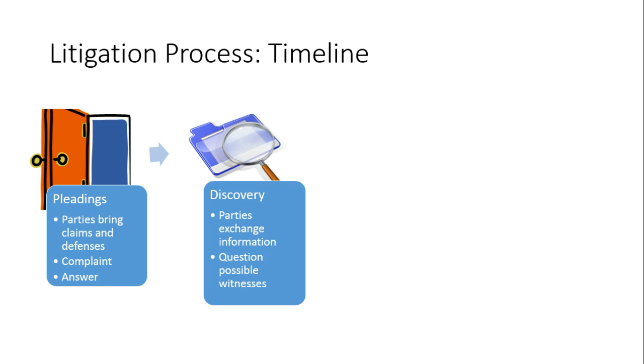The next large phase of the litigation process is discovery. And in a nutshell, discovery is really where the parties learn more about the lawsuit. So they exchange a great deal of information in the form of records and files.